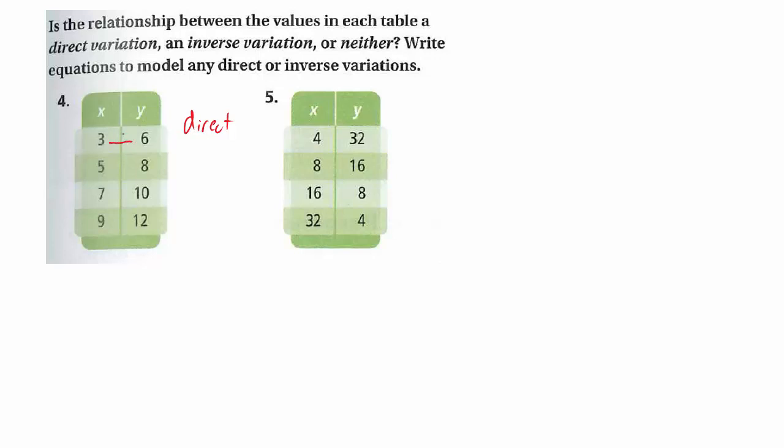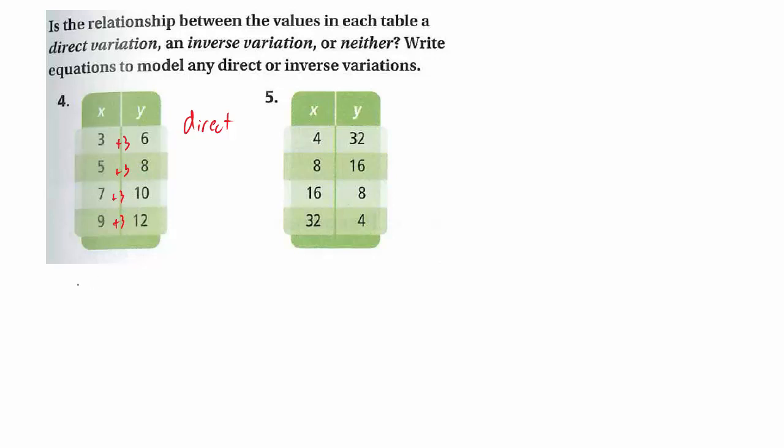Let's see. 3 to 6, to get from 3 to 6, I can multiply by 2. To get from 5 to 8, oh wait, I can't multiply by 2. So direct variation doesn't make sense here. In fact, the relation here isn't multiplication at all. It seems I could add 3, add 3, add 3. So this is not a direct variation.